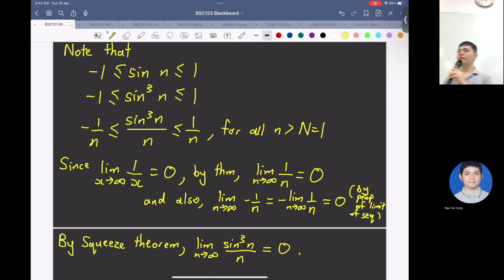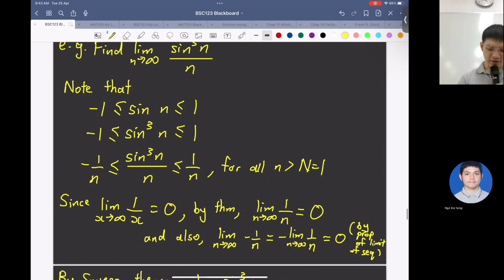So how many things do you need to check? You need to check that your sequence is bounded by two convergent sequences that converge to the same number. Only then can you use the squeeze theorem.